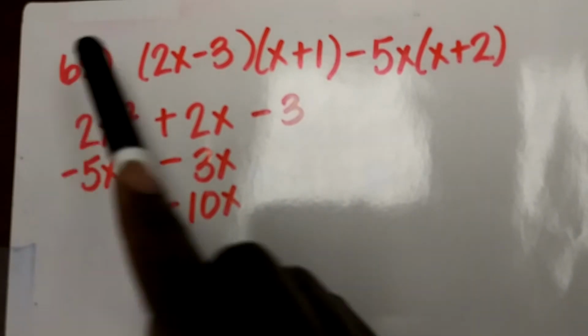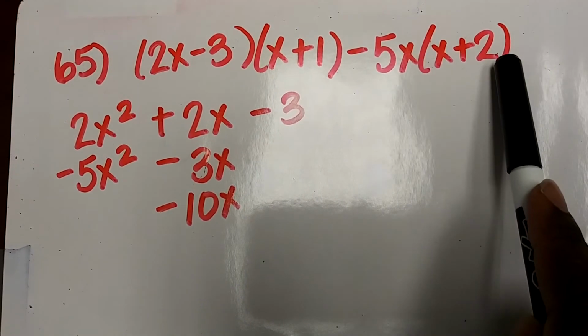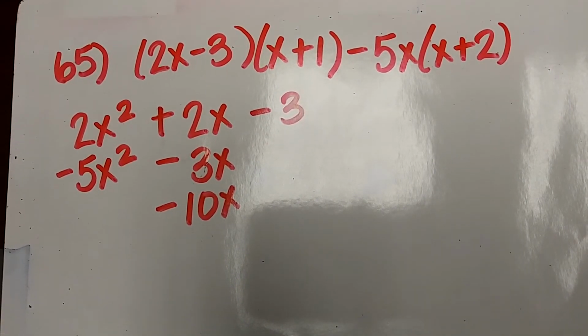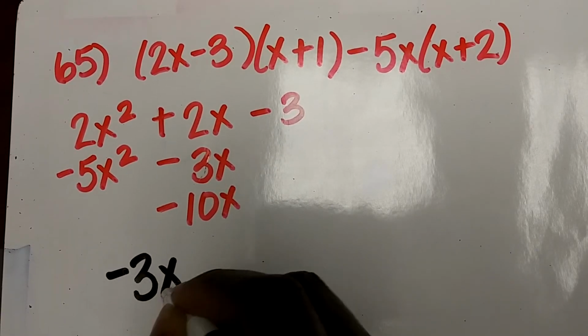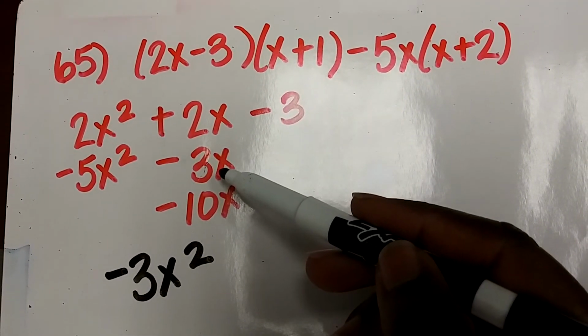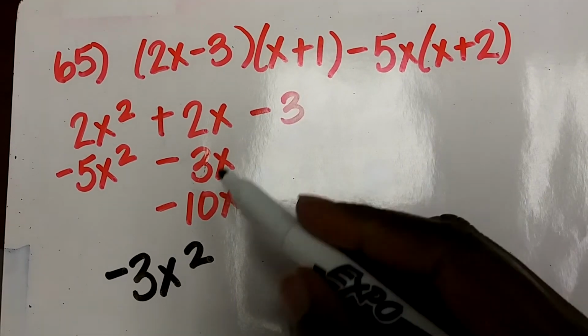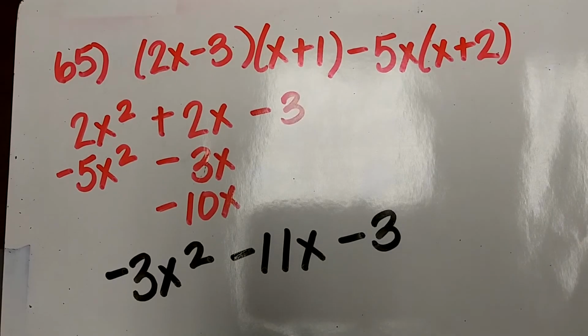Another thing I want you to pay attention to on 65 is that when I apply the distributive property, I also multiply the negative into the answer. Very important. Now, 2 minus 5 is negative 3x squared. I have 2 minus 3 is negative 1x. Negative 1x minus 10x is negative 11x minus 3. And that's my answer. Reviewing again, my leading coefficient is negative 3. My constant is negative 3. My degree is 2. And it's a second degree trinomial.